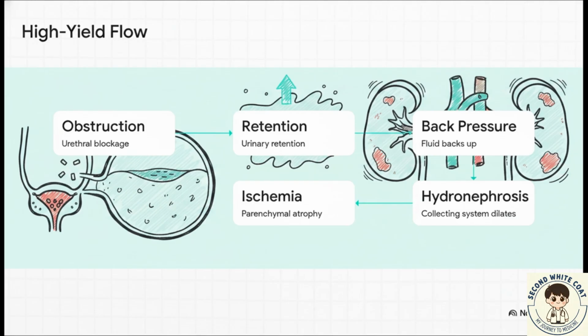Track the journey from a simple urethral obstruction in the prostate, leading to urinary retention in the bladder, creating massive back pressure, causing hydronephrosis, which ultimately results in the compression of renal tissue, leading to ischemia and atrophy.